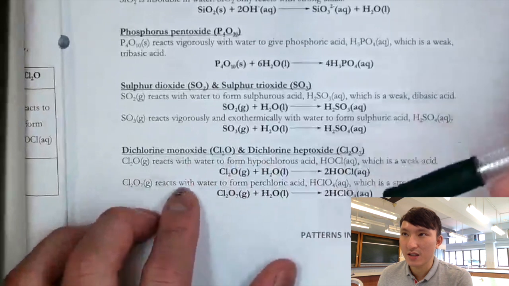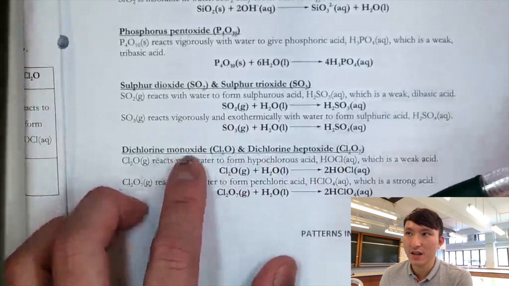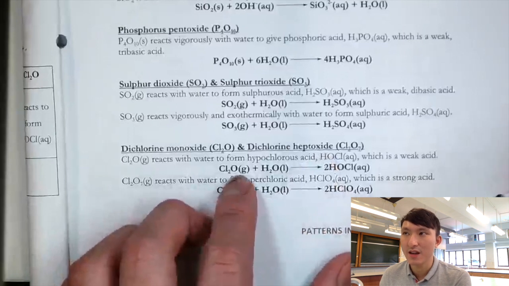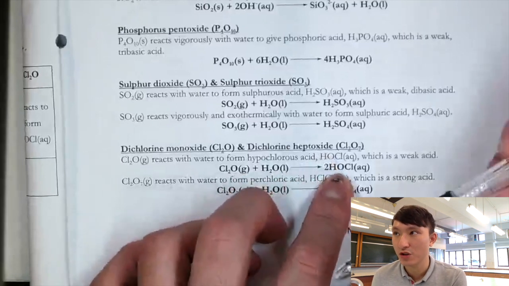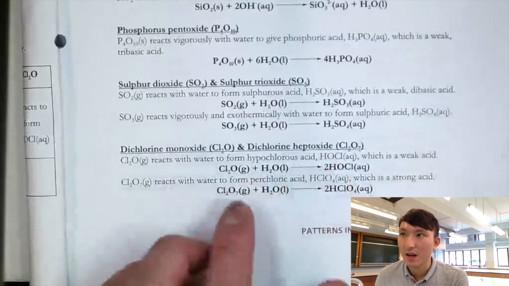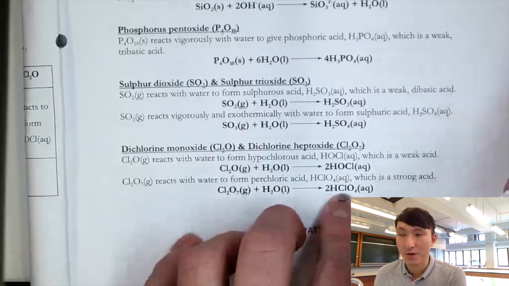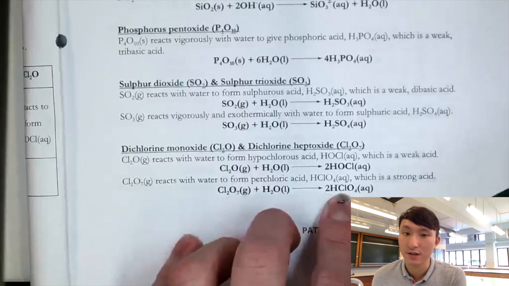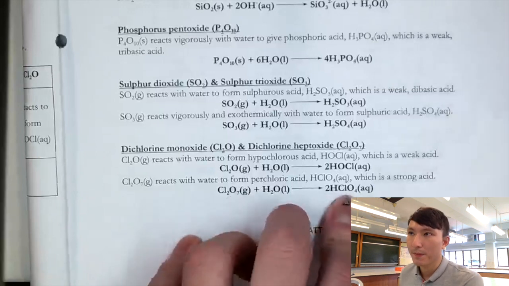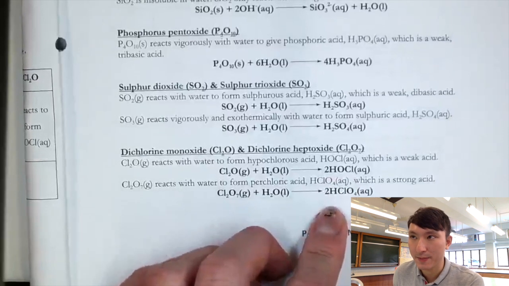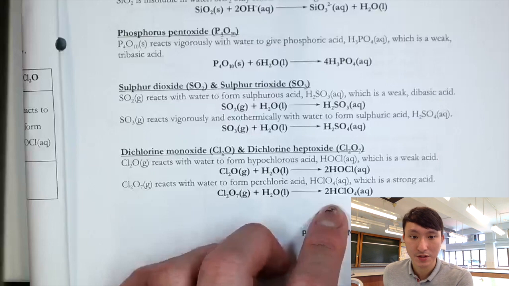Two different oxides of chlorine. We have dichlorine monoxide and dichlorine heptoxide. Dichlorine monoxide will form hypochlorous acid, HOCl, which is a weak acid. If you have dichlorine heptoxide, it will form perchloric acid, which is a very strong acid, okay? So try to remember these equations, and sometimes they may ask you to write equations like this, okay?